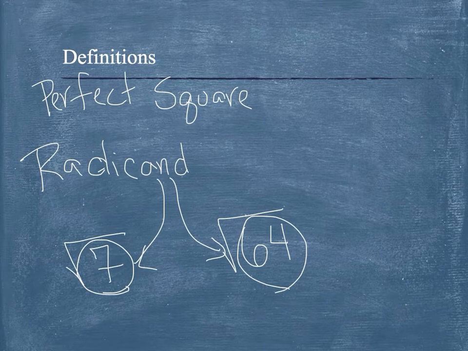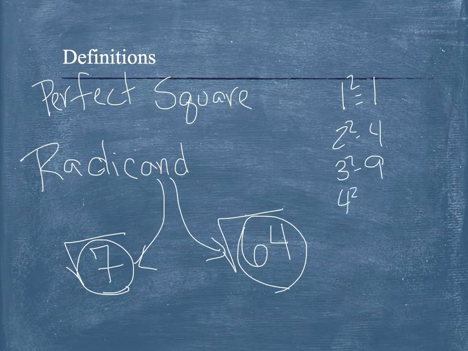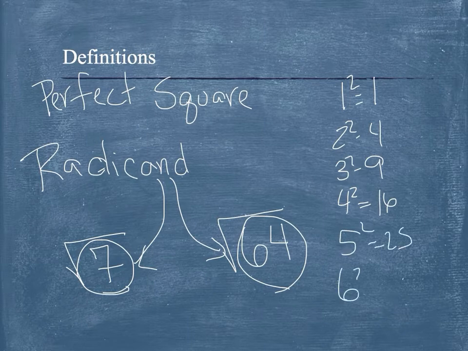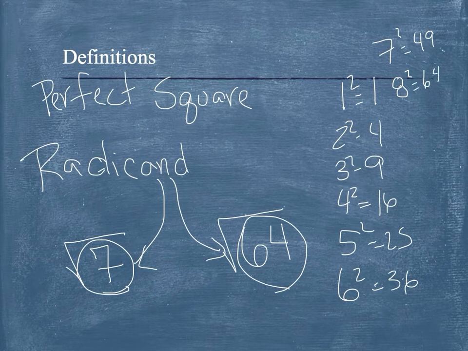Now what the perfect square is: if a number times itself equals the radicand, that's 64, then we have a perfect square. So what we can do is make a list here. 1 squared equals 1. 2 squared equals 4. 3 squared is 9, 3 times 3. 4 squared is 16. 5 squared is 25. 6 squared is equal to 36. 7 squared is equal to 49. 8 squared is equal to 64. And 9 squared is equal to 81.